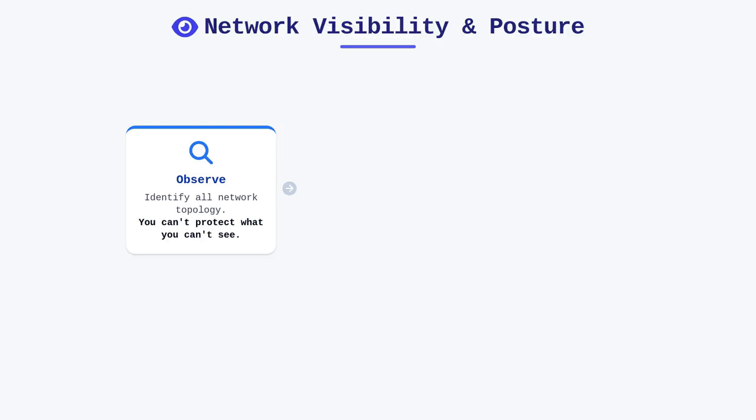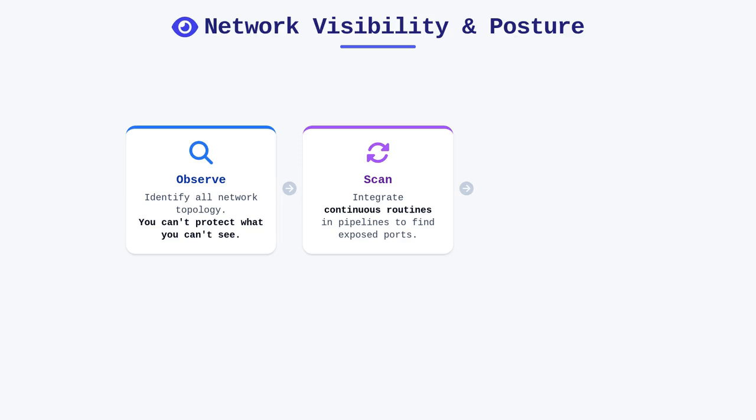Visibility remains an equally critical component of a mature security posture, as you cannot protect what you cannot observe or identify within your network topology. Continuous vulnerability scanning routines are essential to automatically discover open ports that might have been inadvertently exposed by a developer during an ad hoc deployment. By integrating these scanning tools into your infrastructure pipelines, you can ensure that unpatched network services are flagged and remediated before they become entry points for unauthorized actors.